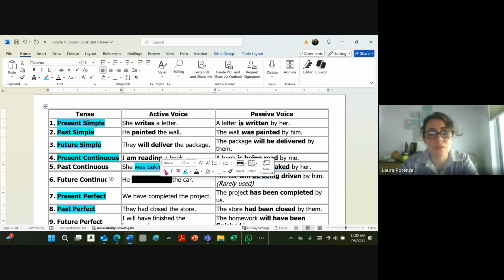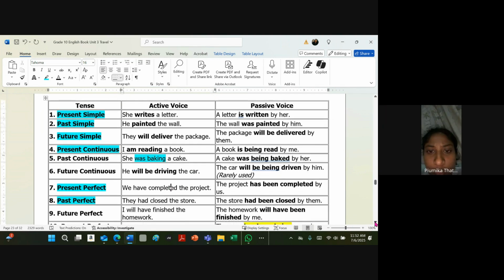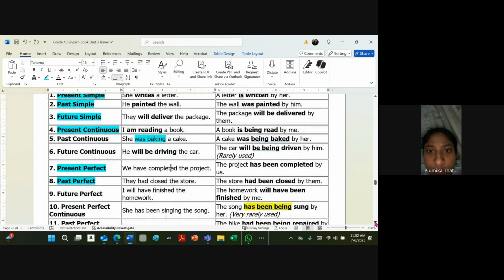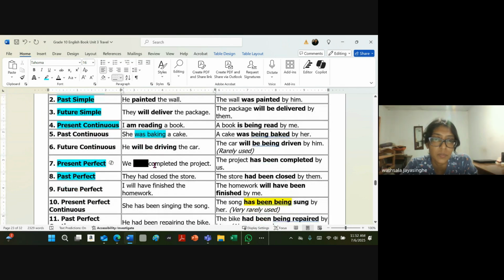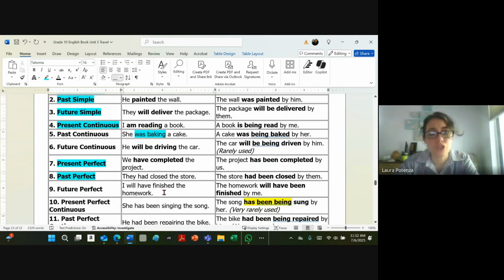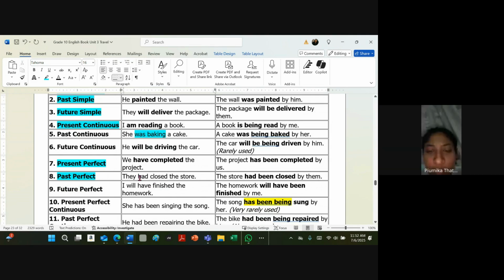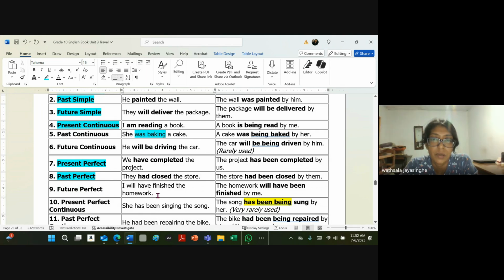Past continuous, she was baking a cake. A cake was being baked by her. Future continuous, he will be driving the car. The car will be being driven by him.